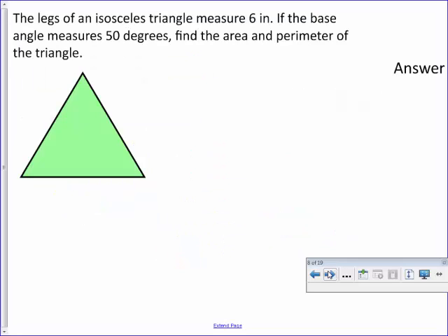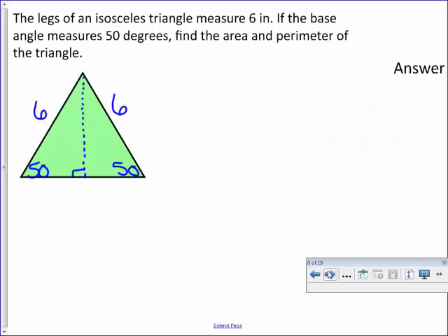It says the legs of an isosceles triangle are 6 inches. So I'm going to put 6 and 6 there. It says the base angles measure 50. So these are my base angles, and we are trying to find area and perimeter. Well, this is where we're going to have to drop our altitude, because we need the height, plus we also need the base. We have nothing for our area and nothing for our perimeter.